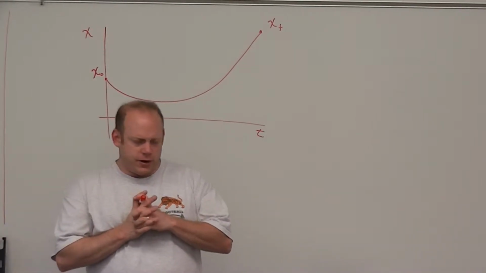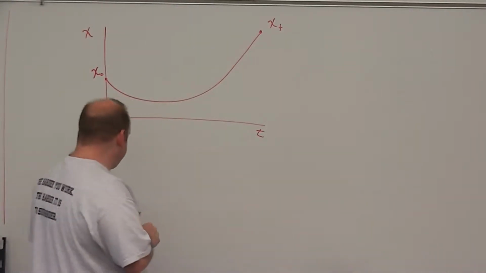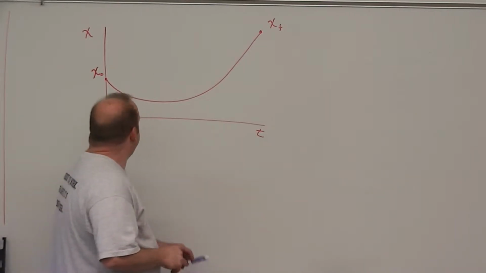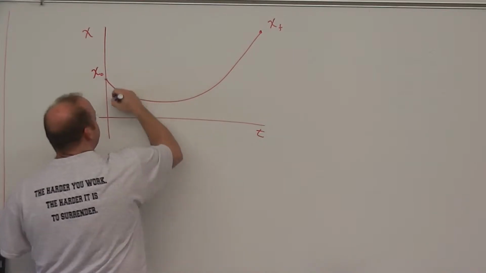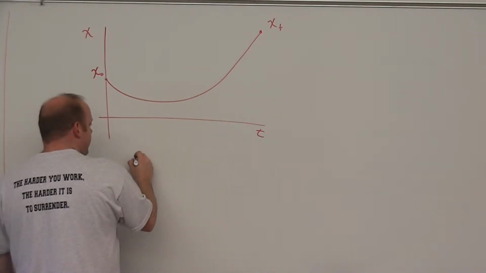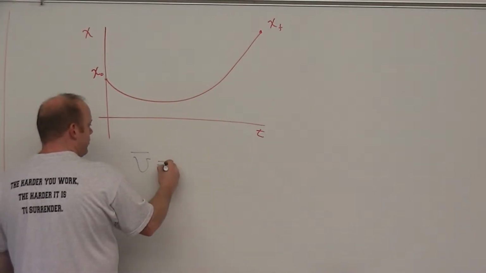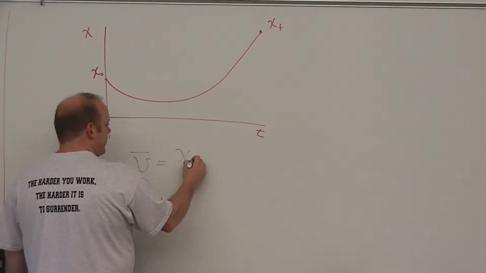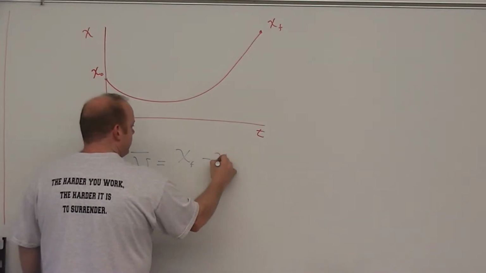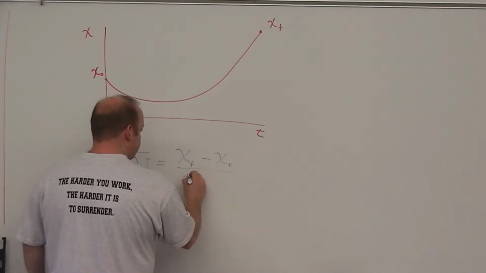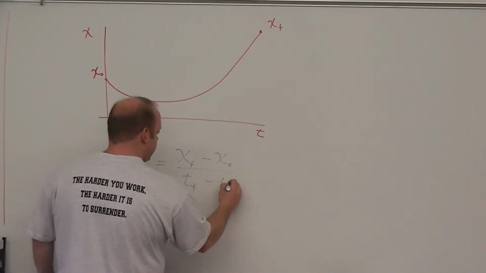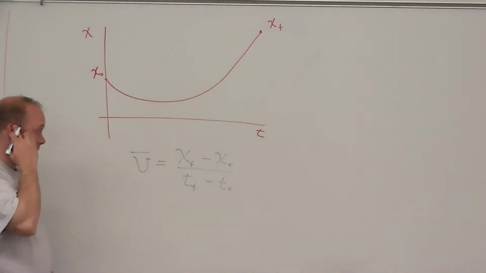Let's say I want to take a look at the average speed here. The average speed is going to be the initial position, the final position, the time it takes you to get there. So now my average velocity will be x final, that's x2, minus x initial, divided by t final minus t initial. Delta x over delta t.